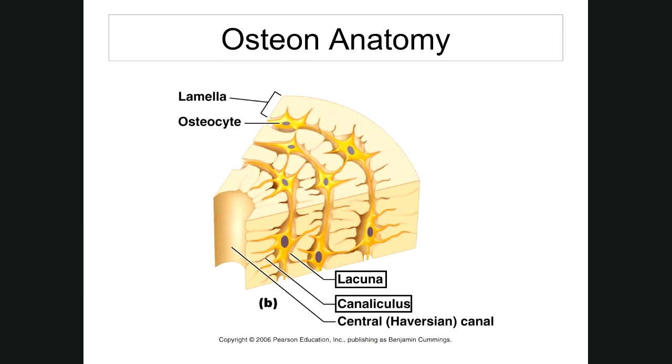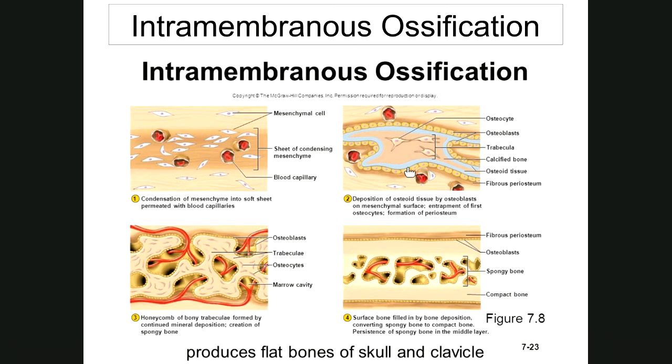Ossification or osteogenesis. Osteogenesis means the beginning or formation of bone. We have two types we're going to look at. One is going to be intramembranous ossification, and the other one is going to be endochondral ossification. Okay, let's look at those two. This is the first one, intramembranous ossification.